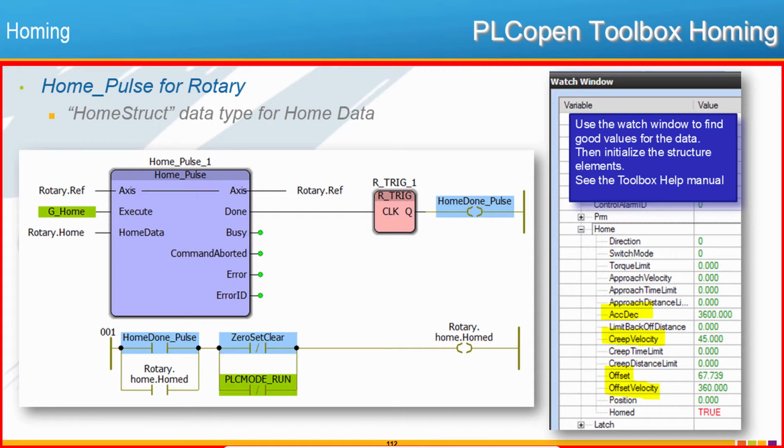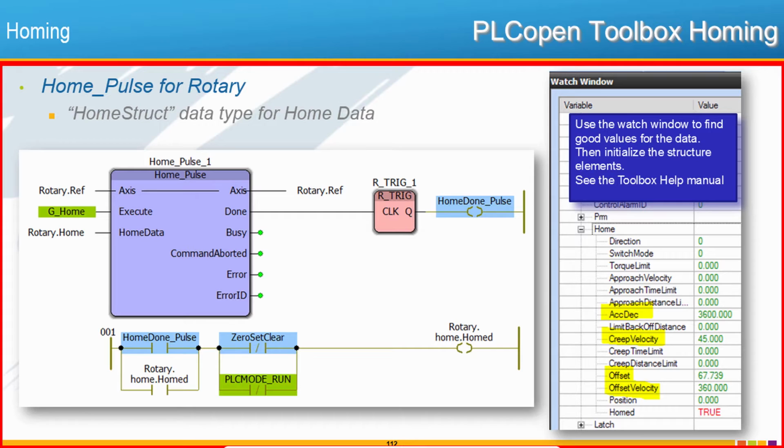And here I'll introduce the homing style that we'll use for the rotary axis. It can be on the right-hand side here of the demo. Do that one first, the rotary axis. And for this one, I'd like us to use the PLCopen toolbox, which uses a block called Home Pulse. And the secret to using this correctly is to use the home structure, which is part of the axis structure, and then to set the appropriate parameters for that.